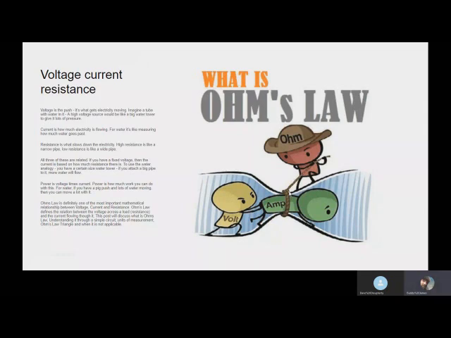To use the water analogy, you have a certain size of water tower. If you attach a big pipe to it, more water will flow. Power is voltage times current. Power is how much work you can do with this. For water, if you have a big push and lots of water moving, then you can move a lot with it.